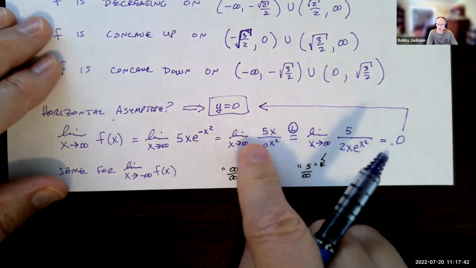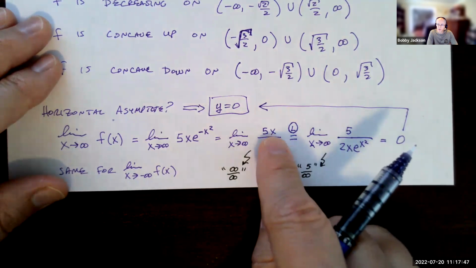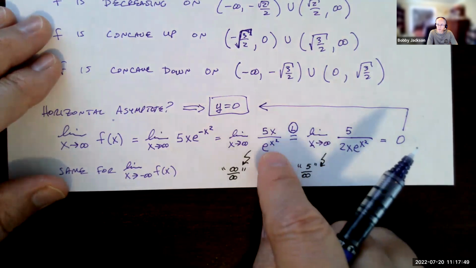I can maybe find this limit by what? The limit of what? The derivative of the top, what's the derivative of 5x? That's 5. Over the derivative of the bottom, what's the derivative of the bottom?